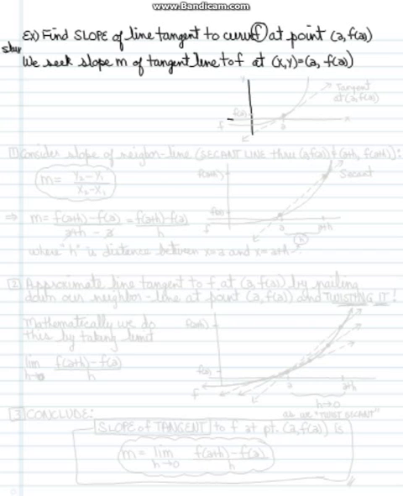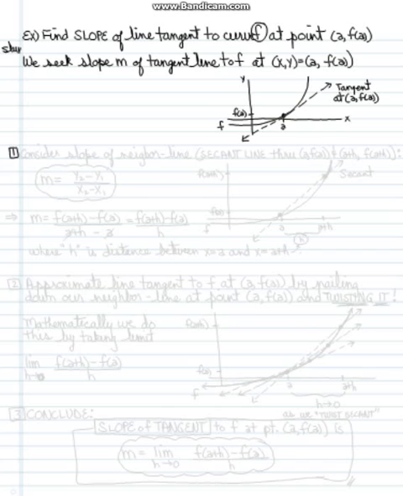Here's our y-axis, our x-axis, and here's our curve f, and here's the point a on the x-axis and its y partner f of a on the y-axis. We can see that there's a point at a, f of a, and there's a line that's tangent to the curve through that point, a, f of a.